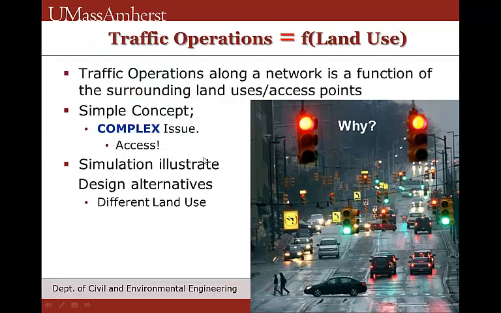So I'd like to move on now to traffic operations, and as I stated in the objective slide, it is a function f of land use, okay? When you think of traffic operations, we think of it along a network, right? The network of intersections, whether they have a traffic light at them or not, and it's a function of the surrounding land uses and access points, right? If you think about it, it's a simple concept, but it's a very complex issue. And the point is, it all goes back to access. The question, though, is why is it a complex issue, right? If you take a look at this picture, this is actually a picture taken from an arterial street in Detroit, Michigan.